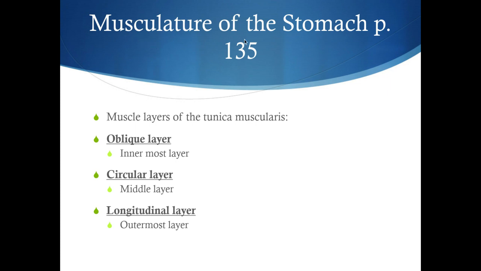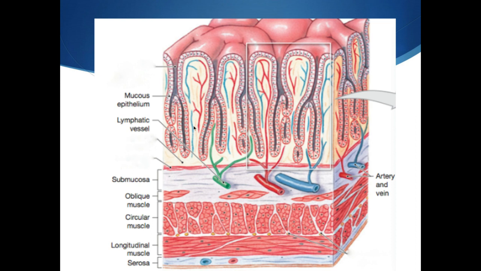Now, in this musculature, we see the oblique layer and the circular layer and the longitudinal layer. So oblique will be the innermost, circular will be the middle, and then longitudinal will be the outermost layer. Now, as we take a look at this, this will be the tunica mucosa right here. Okay, that's where we find all those cells, and again, the food would be sitting right about here. Just under that, we have the submucosa, which would be the connective tissue and all the blood vessels. And then we start our tunica muscularis with our 3 layers of muscles.